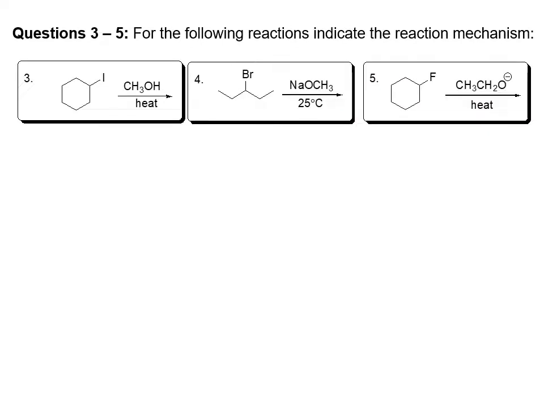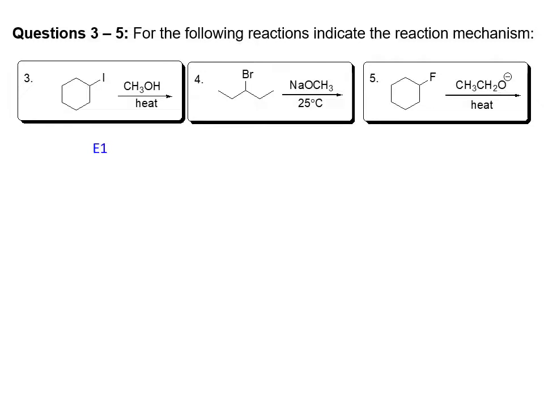Next questions. We have several reactions, and for each reaction we should indicate the reaction mechanism. So first one, we have iodocyclohexane, and the reaction is in methanol. So methanol acts either as a base or as a nucleophile. It's a weak base or weak nucleophile. Since the starting material is secondary, the reaction mechanism depends on the nature of the base or the nucleophile. Weak base, weak nucleophile is going to favor a unimolecular reaction. So the reaction is going to be either SN1 or E1. Since the reaction is carried out with heat, that favors elimination, and that means that the reaction mechanism is E1.